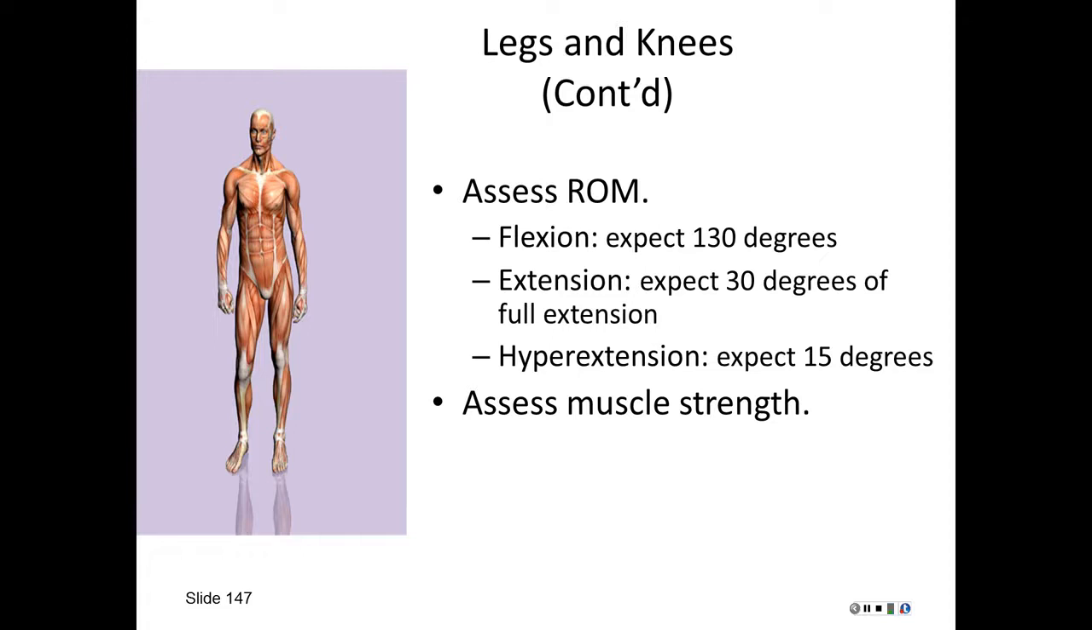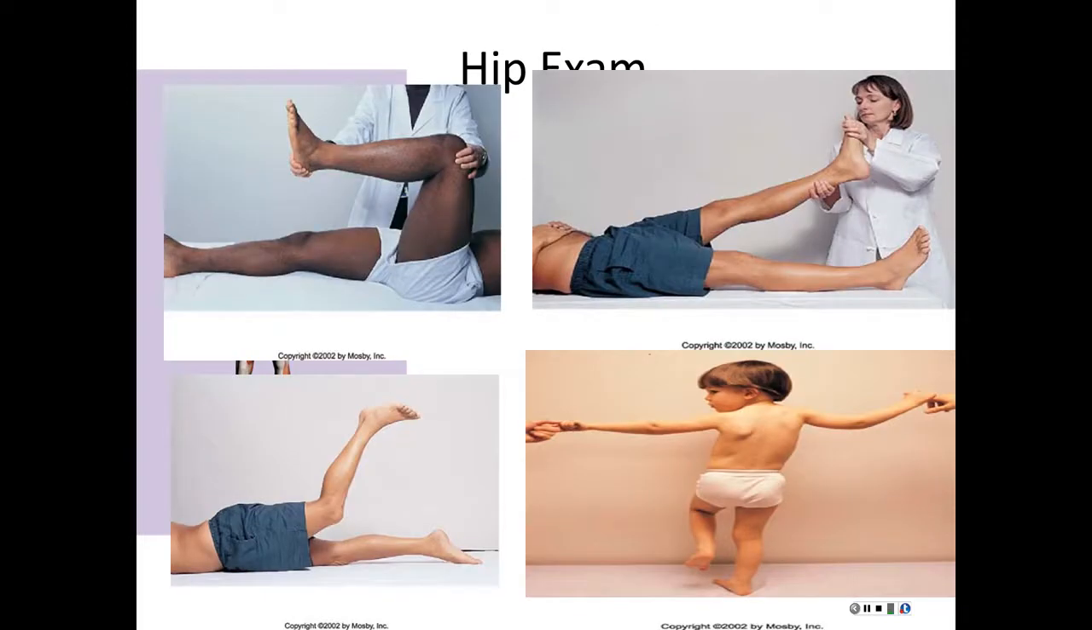Legs and knees, just telling you, you should normally flex the knees 130 degrees. Expect 30 degrees of full extension, hyperextension 15 degrees or less. And assess muscle strength bilaterally. So this is showing you hip flexion. And you're going to see, bottom right is Trendelenburg on a little toddler, and what you're doing is looking at the iliac crest, and you're going to have them raise one leg and then the other and see if one hip drops or not, and that's going to let you know you've got subluxation of the hip on the side that drops.